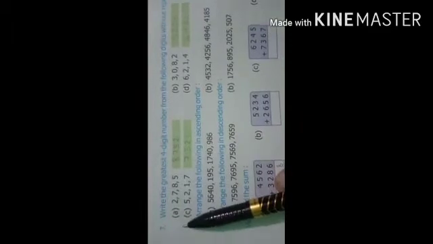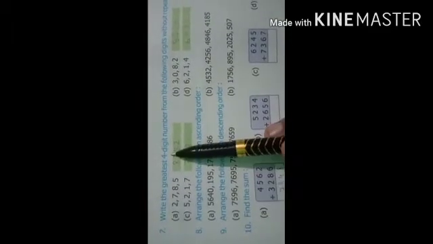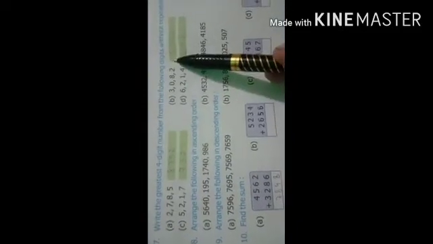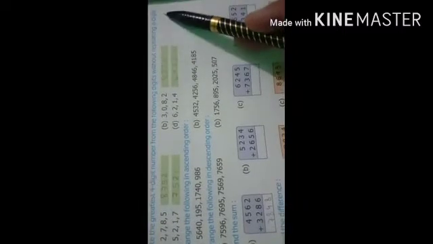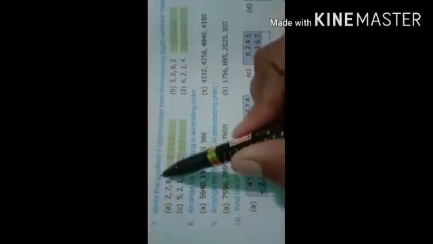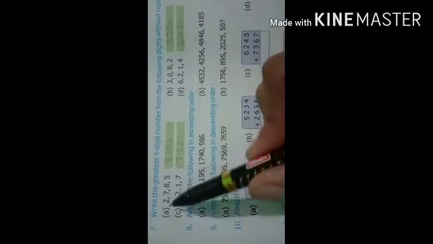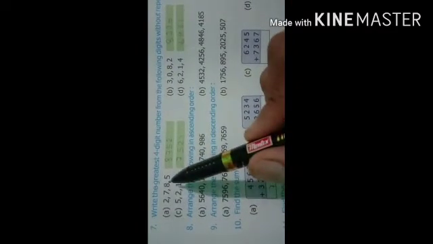First, read question number 7. Write the greatest 4-digit number from the following digits without repeating a digit. It means we have to make the greatest number, a 4-digit number, and we must not repeat any digit. So first write it in your rough copy and solve.